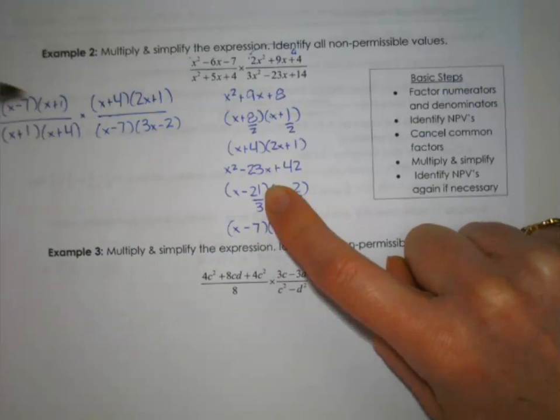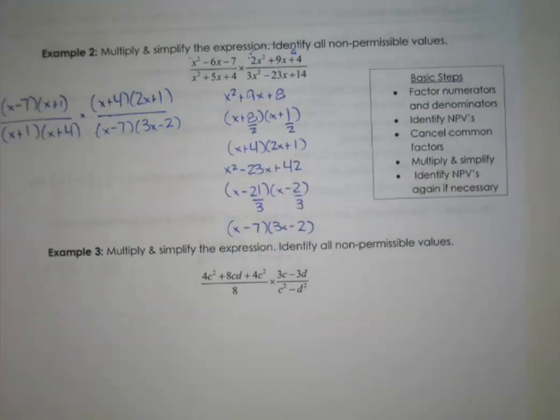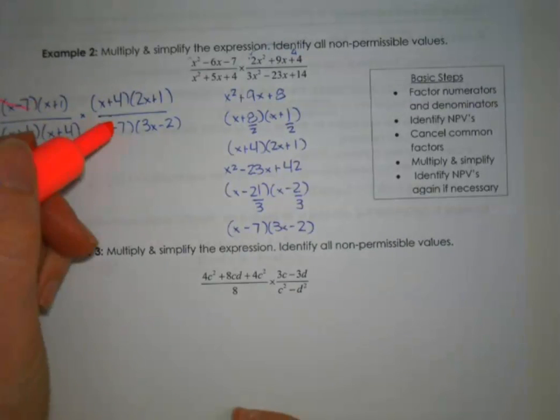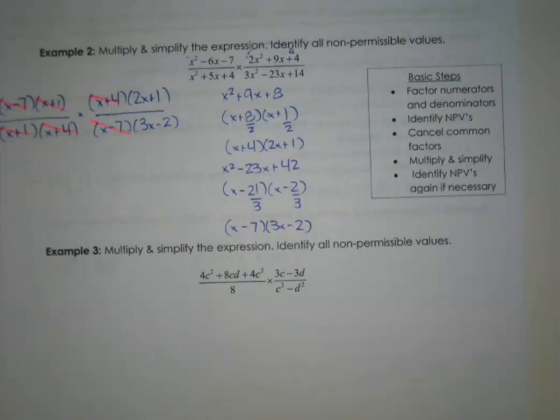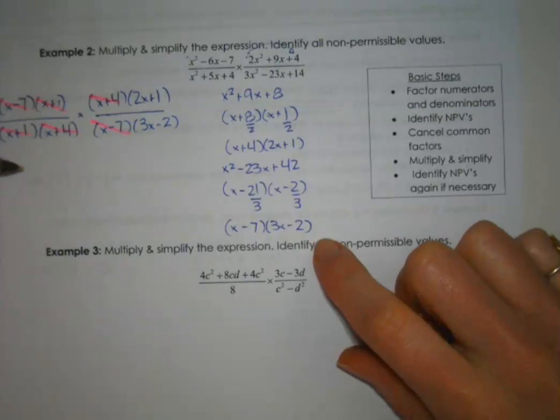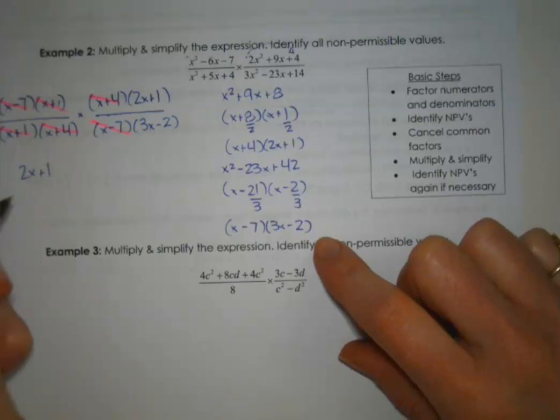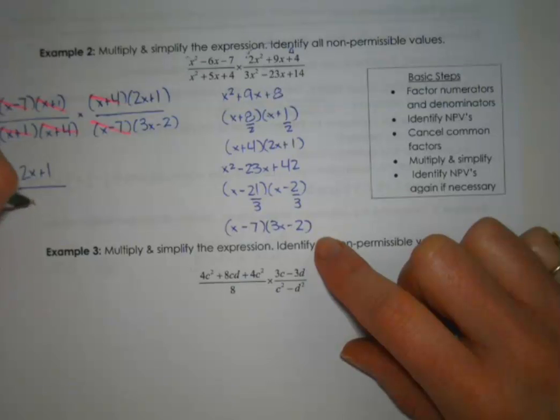So now before we go ahead and do our multiplication, remember we want to cancel out our common factors. So here we have x minus 7, x minus 7. We have x plus 4 here and x plus 4 here. We have x plus 1 and x plus 1. And so we're left with the last two expressions there. So our final simplified fraction is going to be 2x plus 1 over 3x minus 2.